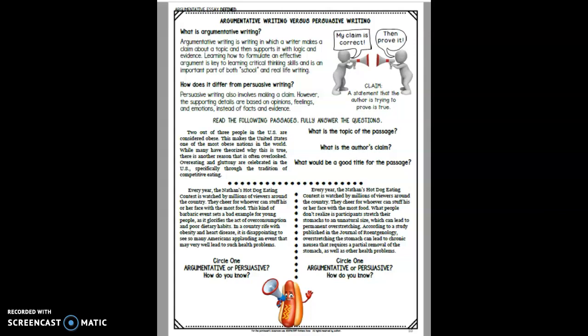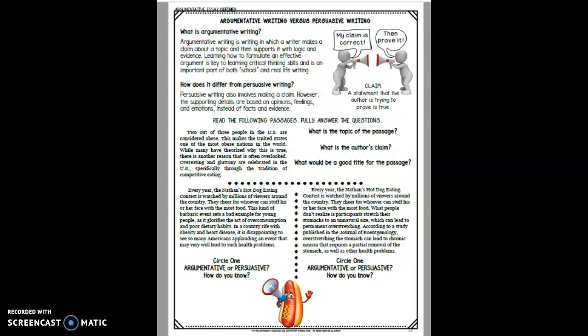Every year, the Nathan's Hot Dog Eating Contest is watched by millions of viewers around the country. They cheer for whoever can stuff his or her face with the most food. This kind of barbaric event sets a bad example for young people, as it glorifies the act of overconsumption and poor dietary habits. In a country rife with obesity and heart disease, it is disappointing to see so many Americans applauding an event that may very well lead to such health problems. So make a decision, argumentative or persuasive, and how do you know?